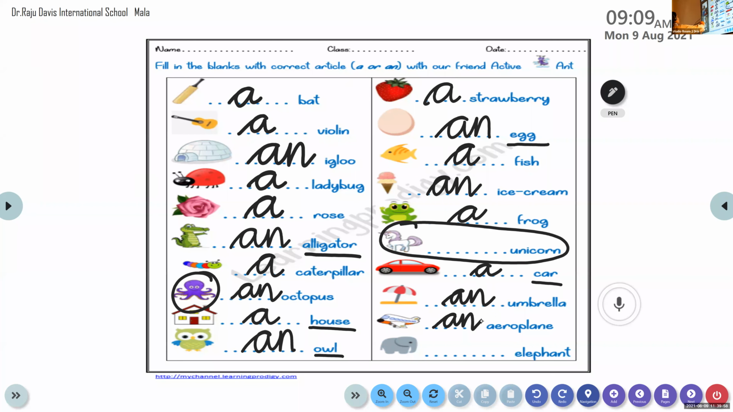Okay, now Android, come on, Android. Okay, Arjun, come on, Arjun. Do the last word. Elephant. An elephant. An elephant.